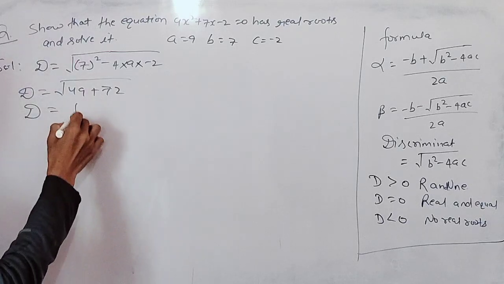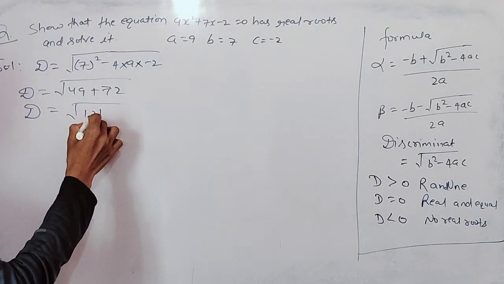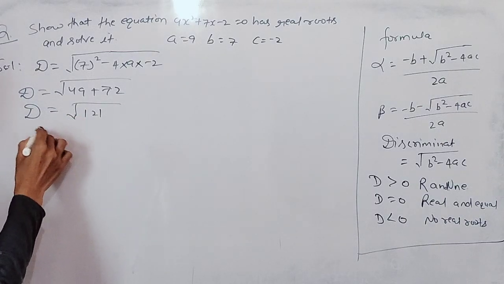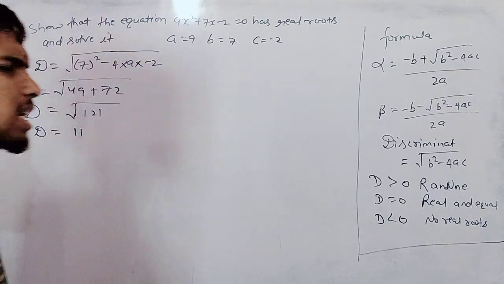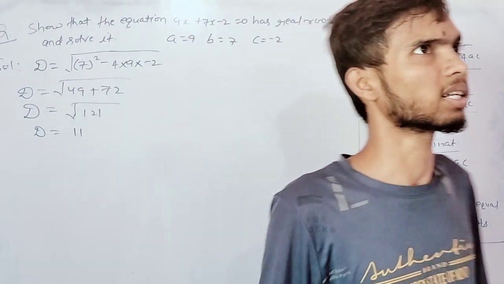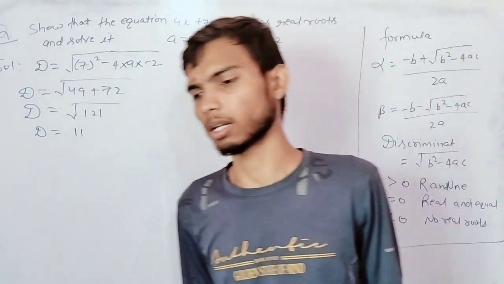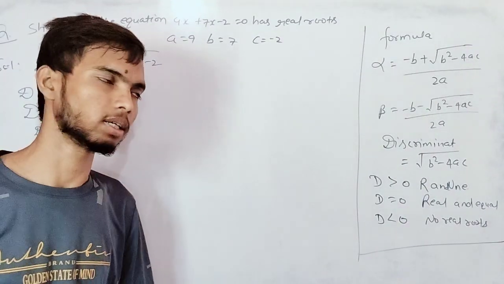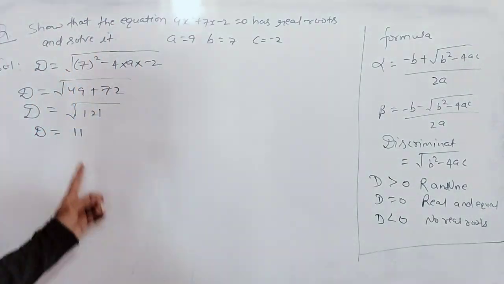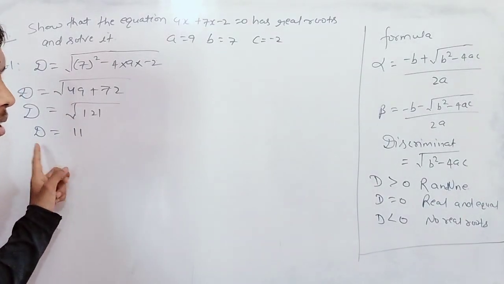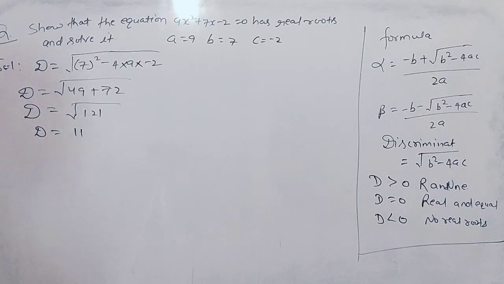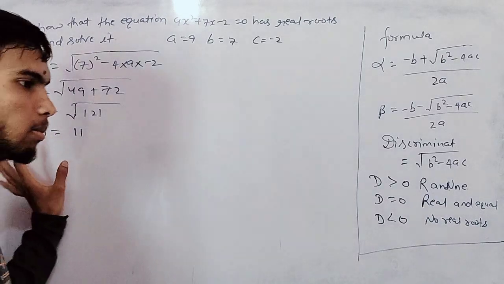So the discriminant is 121, which is 11 multiplied by 11. It is a perfect square of 11. So here D is greater than 0. Of course, it is a real number. A real number contains rational and irrational numbers, so it is a rational number. Now 11 is greater than 0, so it is real.